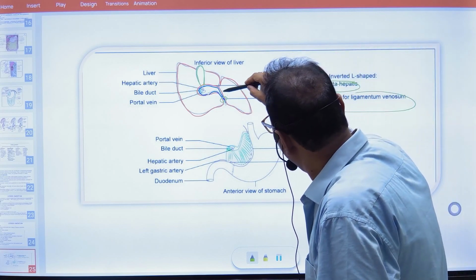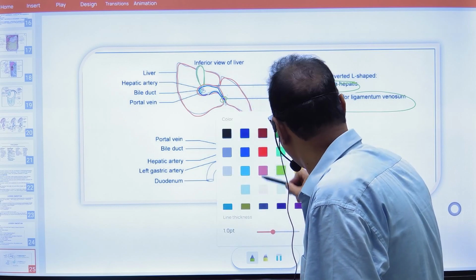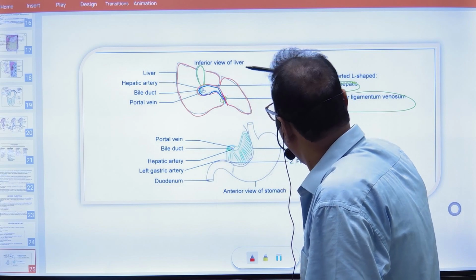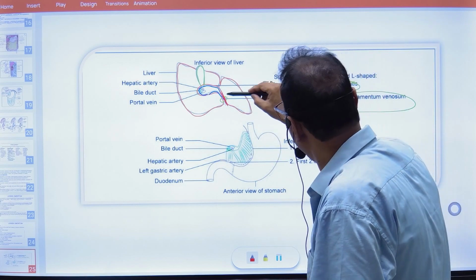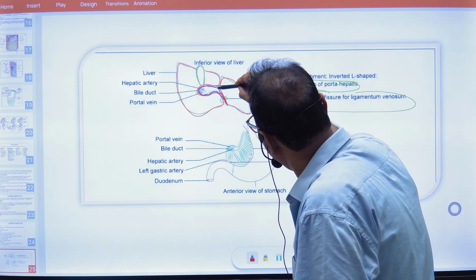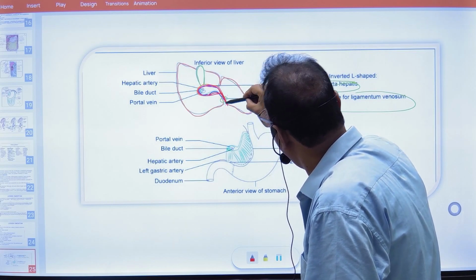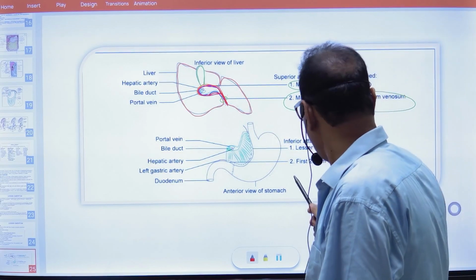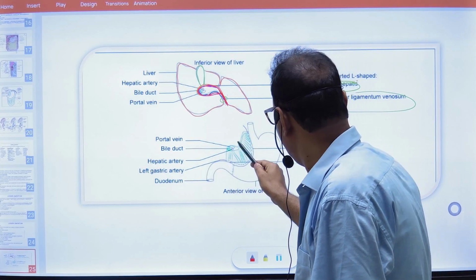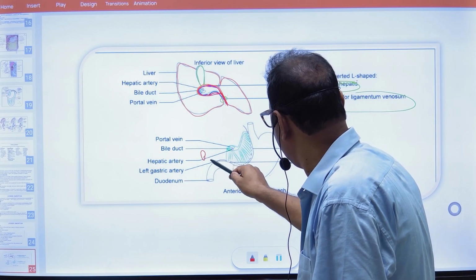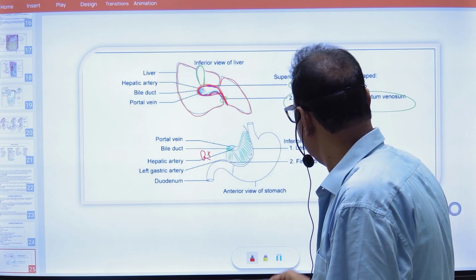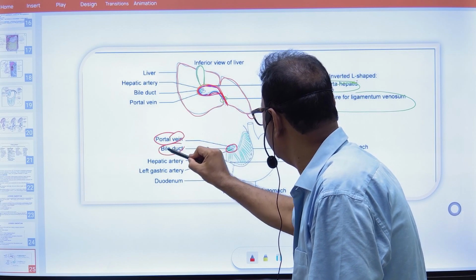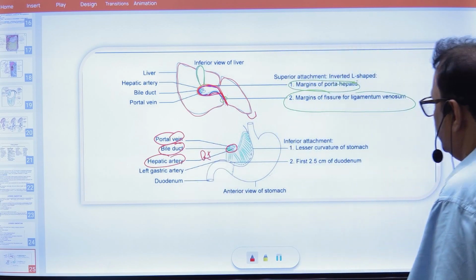So the lesser omentum is attached to the margin of the ligamentum venosum and to the margin of the porta hepatis. So it is a sort of inverted L-shaped structure. Now, this is the right side, and this is the left side. On the right side, its free margin contains the portal vein, the bile duct, and the hepatic artery.